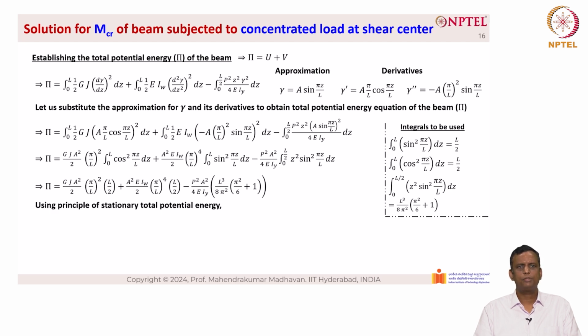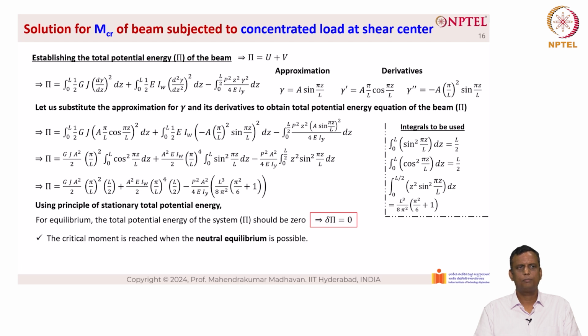So now using the principle of stationary potential energy, we can find out that for equilibrium, the variation of the total potential energy of the system, pi, should be equal to 0, which is del pi equal to 0. So the critical moment is reached when neutral equilibrium is possible. The requirement of neutral equilibrium is such that the partial derivative of pi with respect to A should vanish.